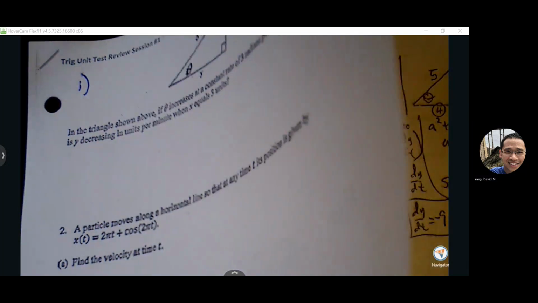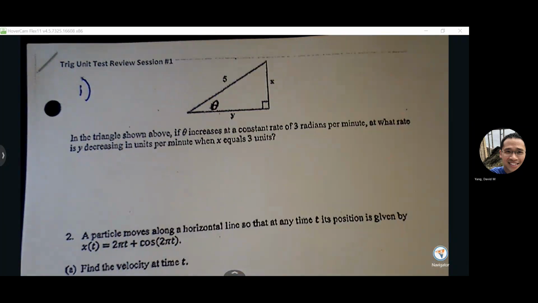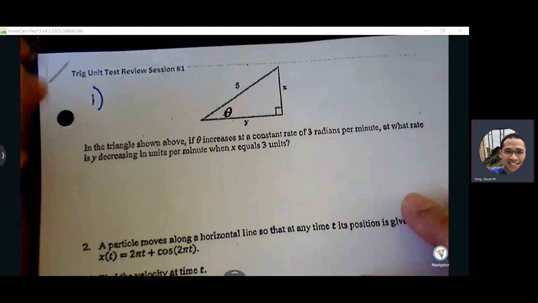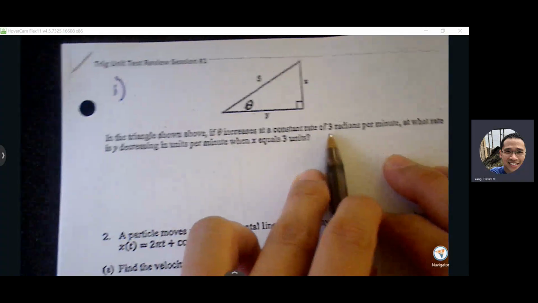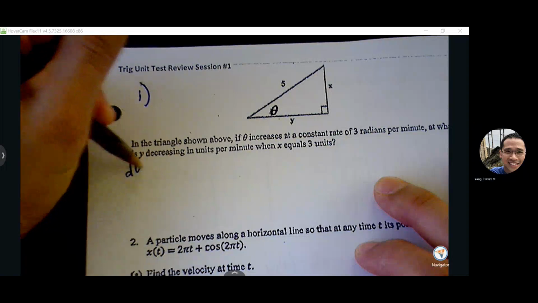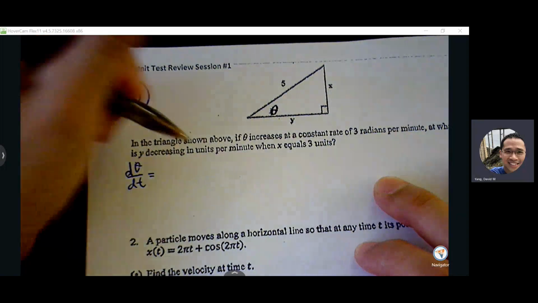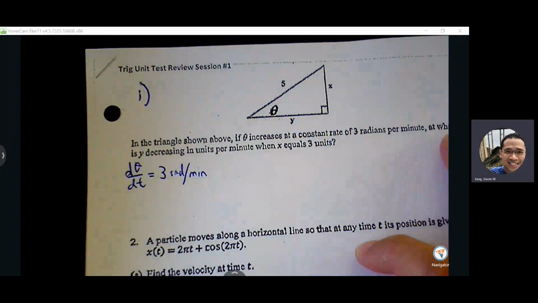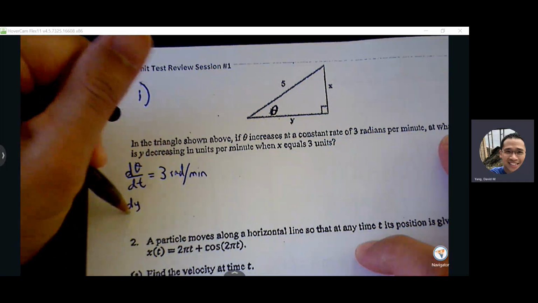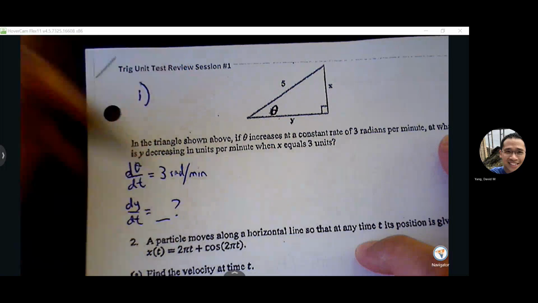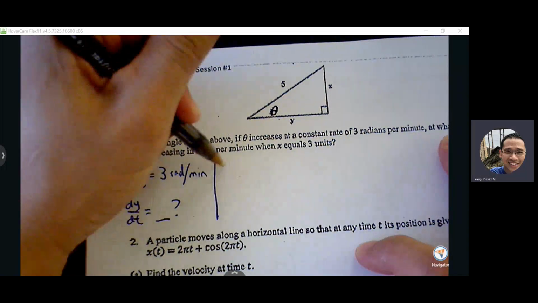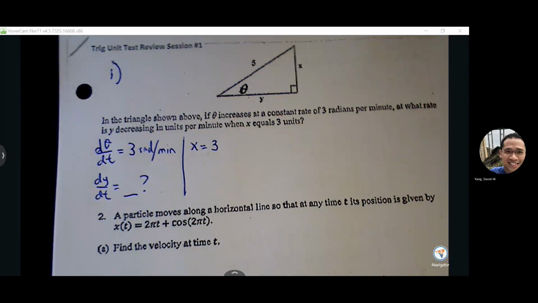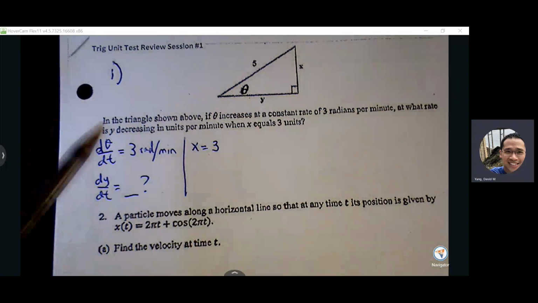Okay, so let's list out all the information that we have. We know that theta is increasing at a constant rate of 3 radians per minute. That's d theta dt, positive because it's increasing. At what rate is y decreasing? So we're looking for dy dt when x equals 3 units.